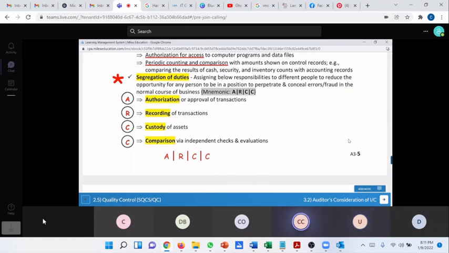Then there should be a person separately recording it, and there should be an independent review of that. That is comparison. So, now the purchase transaction in the PO process was initiated by the manufacturing department. They were the initiator. Who authorized it? Who did the recording part? Somebody in the purchase team did the recording part.